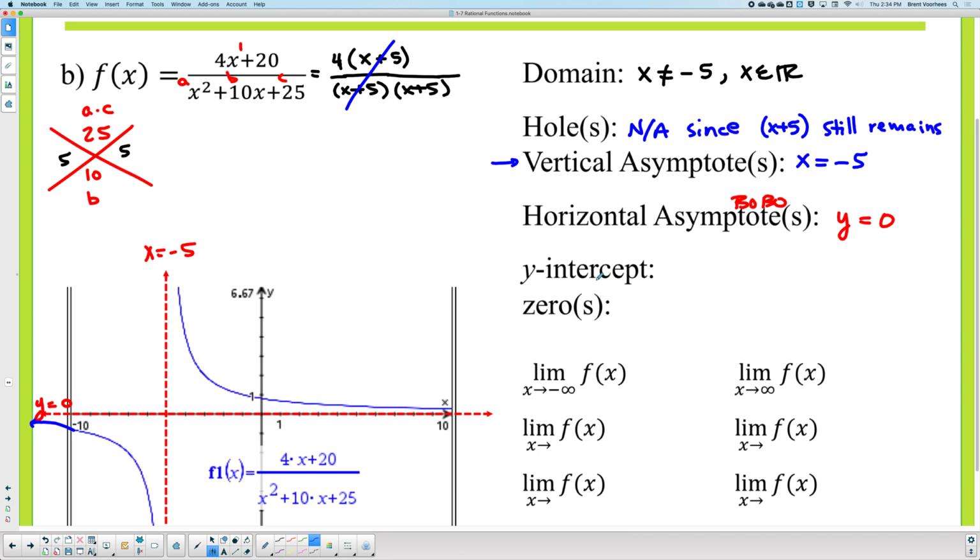Intercepts. Lorena, do you remember how to find an intercept? The y-intercept in particular? No? Okay, so I'll do some more practice until we get this down. You're going to plug in a 0. That's what you do. You plug in 0.